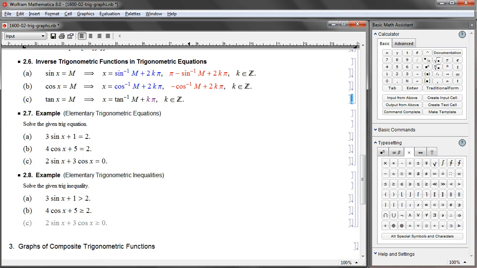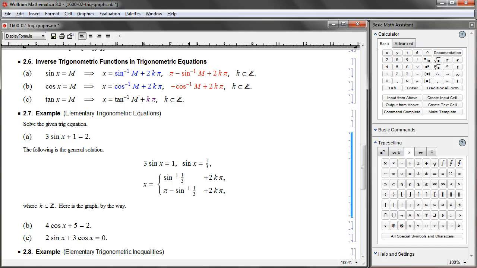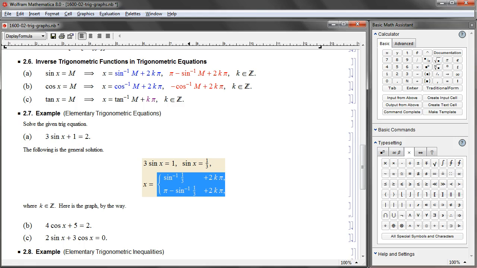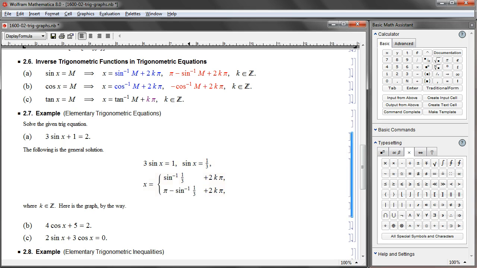I guess we have sufficient time for an exercise, so let's go ahead and solve a trigonometric equation like this: 3 sine of x plus 1 is equal to 2. Let's solve that. We have sine of x equals 1/3. So what do we have? Arcsine of 1/3, and then pi minus that. And then of course, adding 2k pi's, we'll have the full solution.